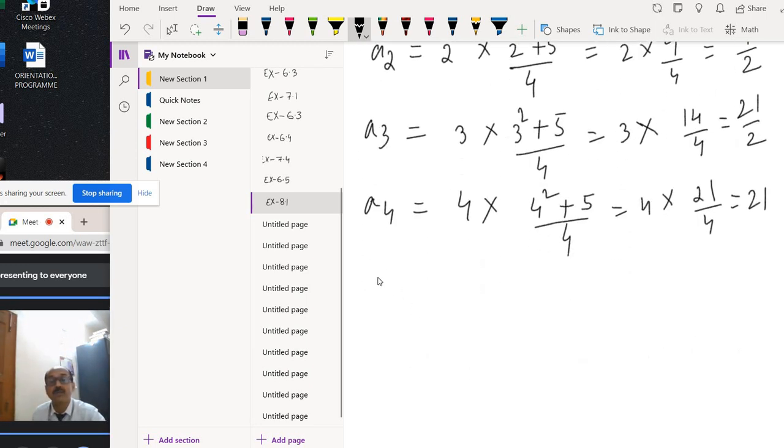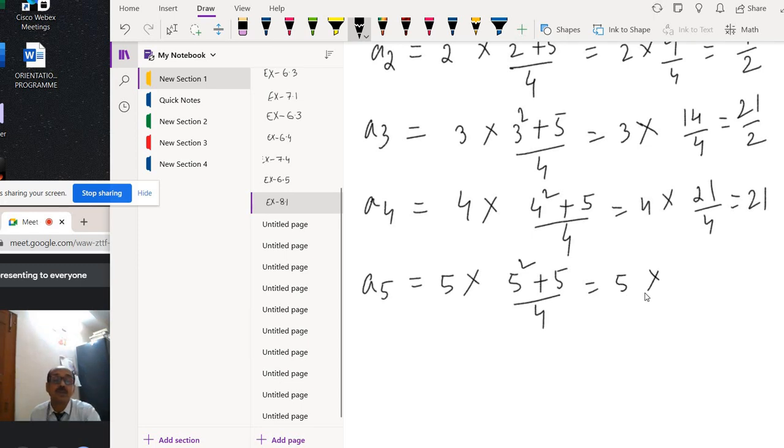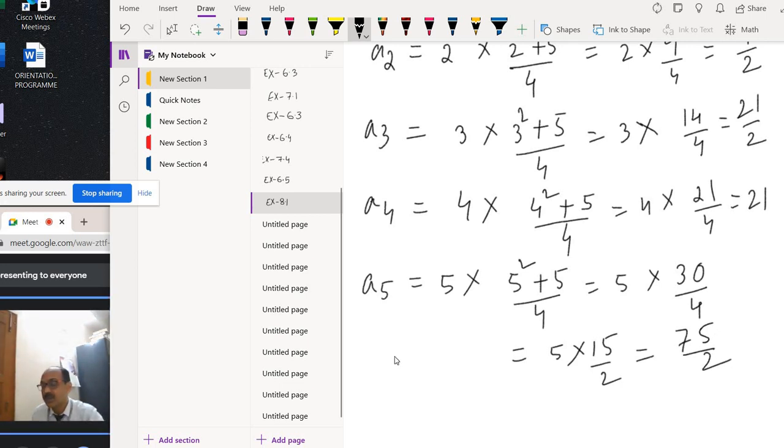Now the last term, a5. 5 into 5 square plus 5 by 4, so it is equal to 5 into 25 plus 5 by 4, which is 5 into 30 by 4. 30 by 4 is 15 by 2, so 5 into 15 by 2 will be 75 by 2. These are the 5 terms.